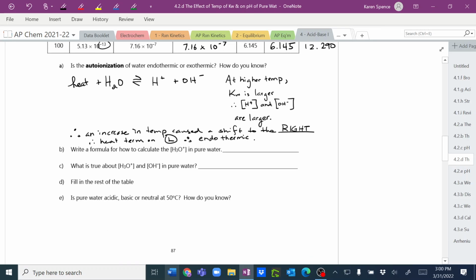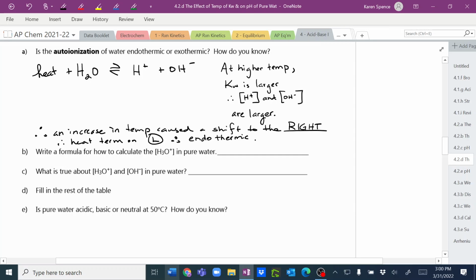Write a formula for how to calculate the hydronium ion concentration in pure water. What would that formula be? H3O plus equals the square root of Kw. Yes. Okay. What is true about hydronium and hydroxide in pure water? They're the same concentration.